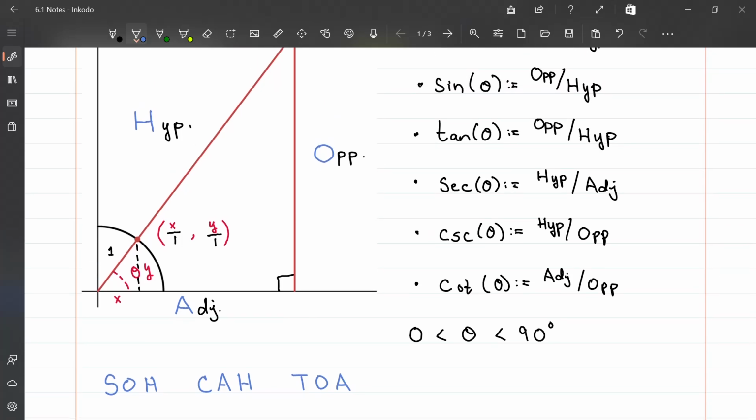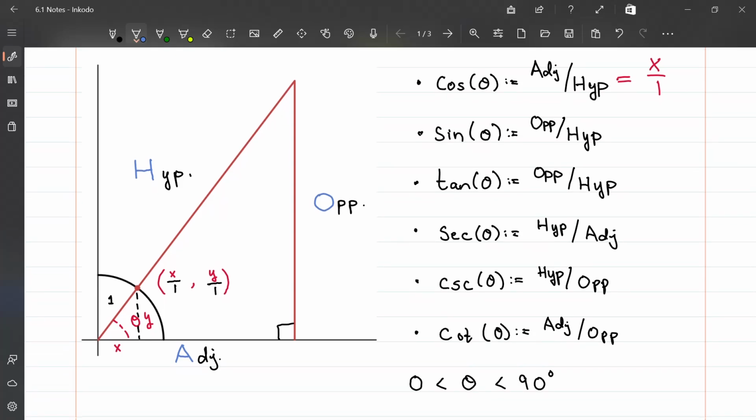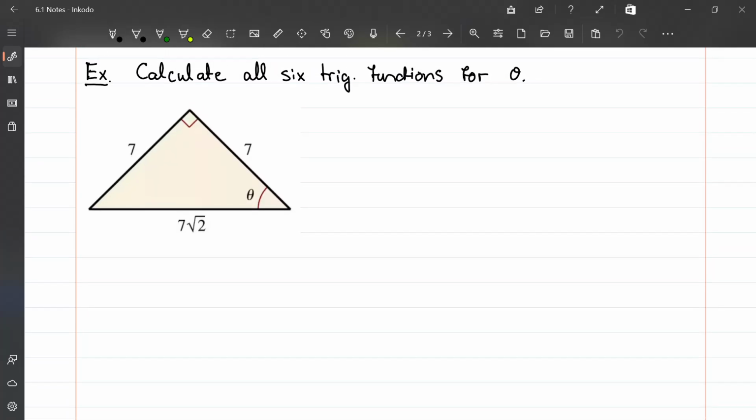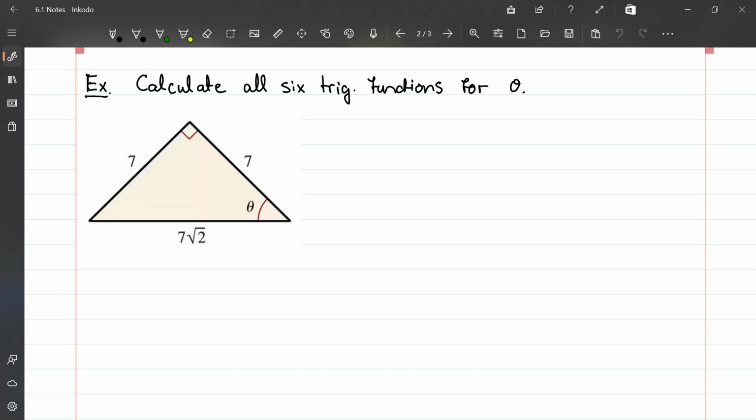These simple mnemonics are a good way of helping you remember the definitions while you're still getting used to them. And with all this information in front of you, I think this is a good time to go ahead and test out these definitions with some example calculations. So we have an example. Calculate all 6 trigonometric functions for theta, where theta is the angle that we see in this diagram here.